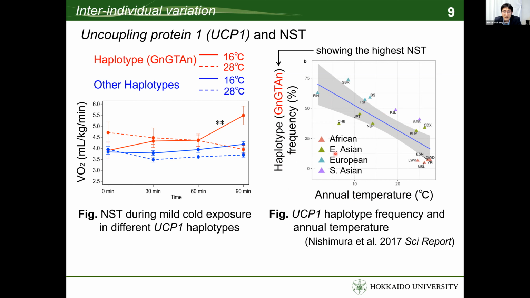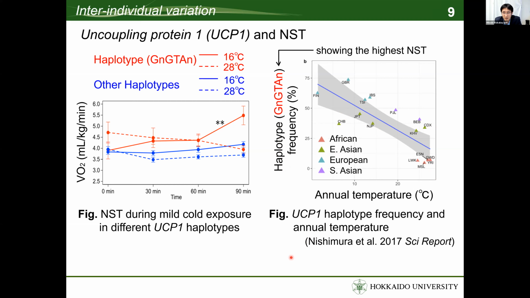And you can see, for example, the European group who live in the cooler environment show the higher frequency of this haplotype. But compared to that, African group or South Asian group who live in the hotter environment showed low frequency of this haplotype. And East Asian shows a quite big variation. So from this result, there could be effect of the long-term cold acclimatization to the haplotype of the UCP1.